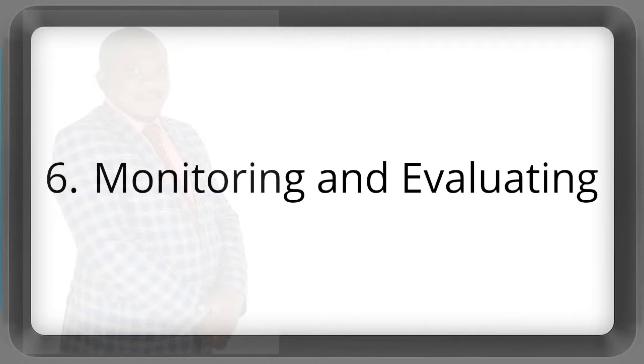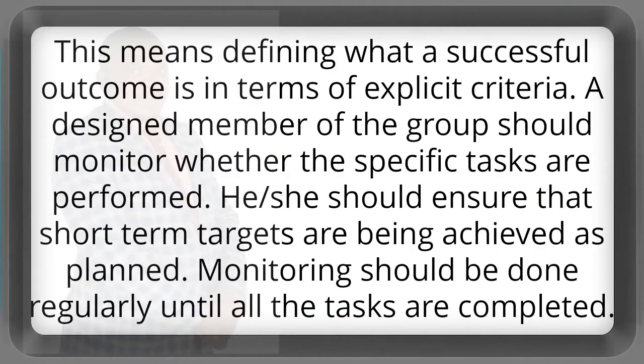6. Monitoring and evaluating. This means defining what a successful outcome is in terms of explicit criteria. A designated member of the group should monitor whether the specific tasks are performed. He or she should ensure that short-term targets are being achieved as planned. Monitoring should be done regularly until all the tasks are completed.